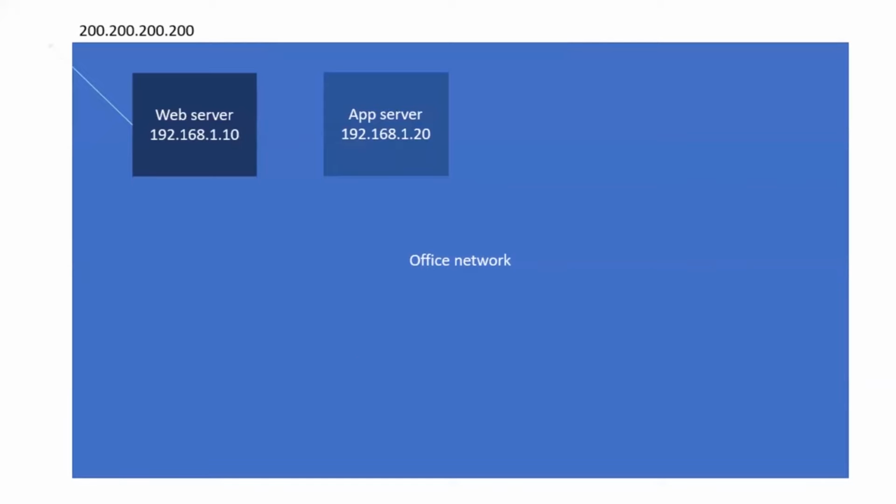Okay, in this case, if my web server should go to the internet, it should have a public IP. Then only it will be able to go out. When the request comes in, it will be coming to the public IP. From there, it will be routed to the web server. Okay, how is this happening? That is where NAT comes into the picture, network address translation.